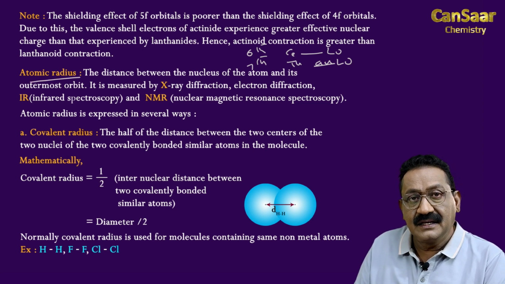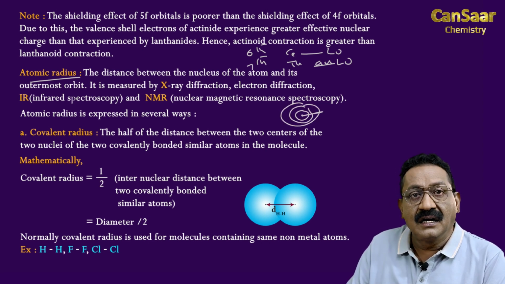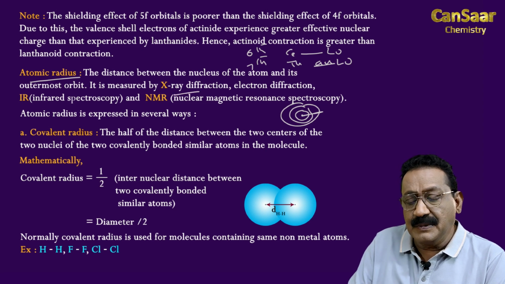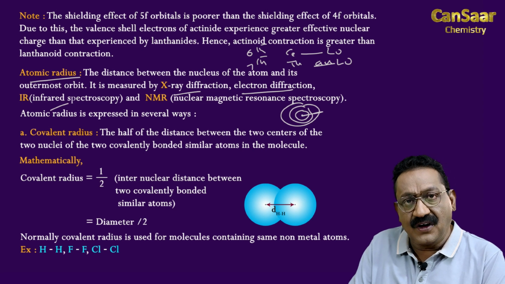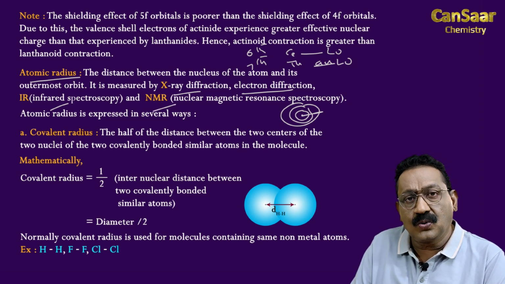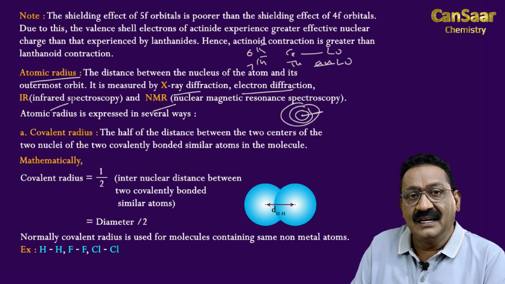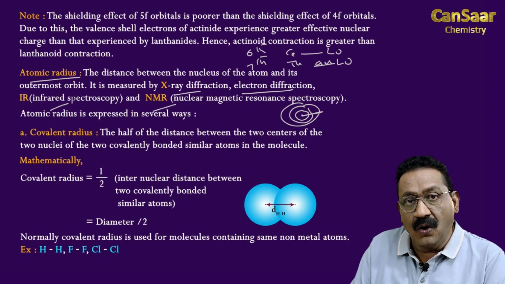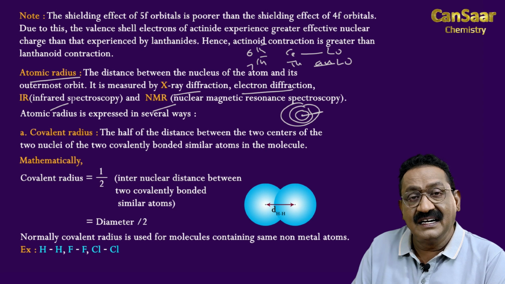Atomic radius. The distance between the nucleus and the outermost orbit is called atomic radius. It is measured by X-ray diffraction, electron diffraction, IR infrared spectroscopy, and NMR nuclear magnetic resonance spectroscopy. And this atomic radius is expressed in several ways: covalent radius, metallic radius or crystal radius, and van der Waals radius.